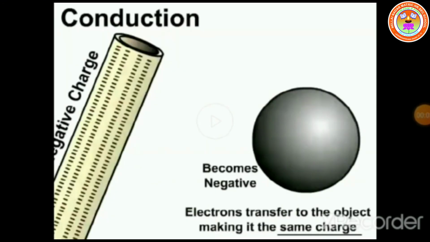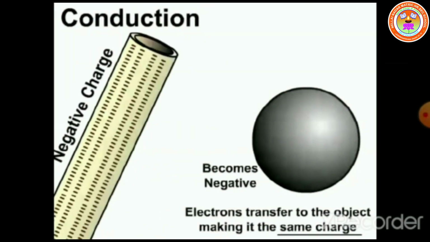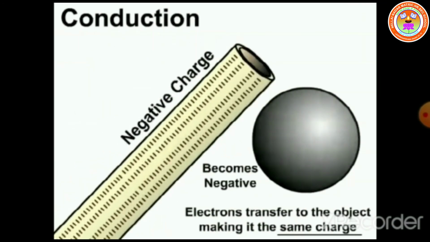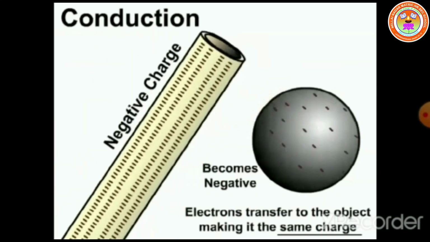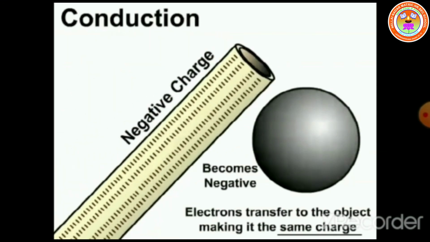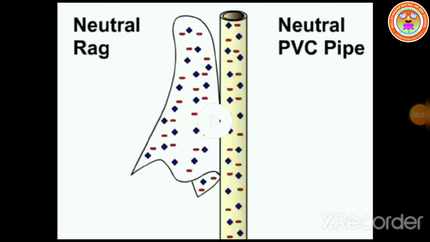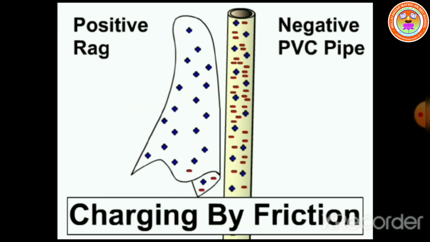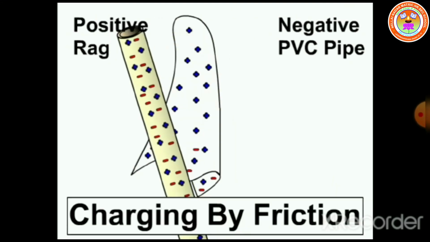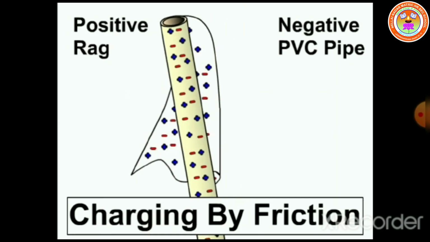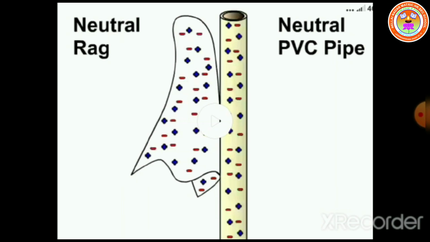Materials which allow electric charges to pass through them easily are called conductors of electricity. We can say that charges can be transferred to an object by bringing it in contact with the charged body. This method of transferring charges from one body to another is called transfer by conduction. Friction between two objects results in transfer of electrons between them. When a charged body touches another body, charges can be transferred from one body to another.